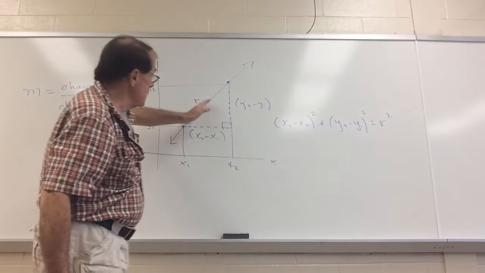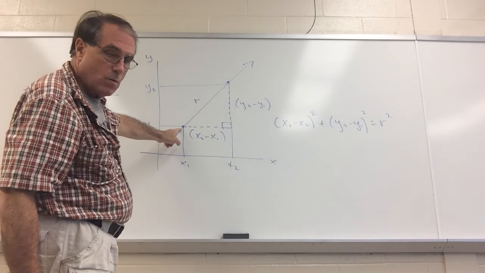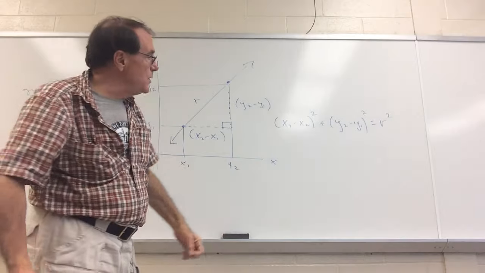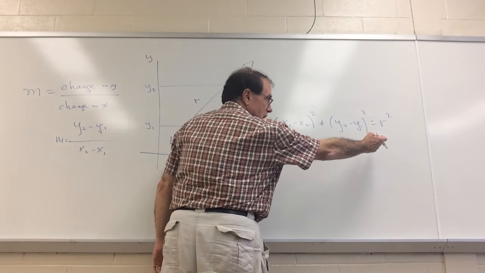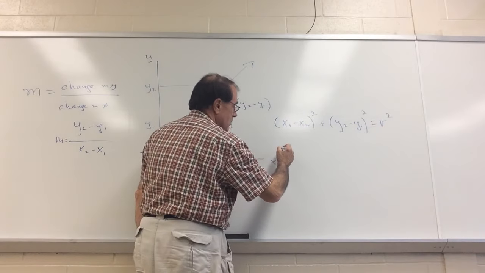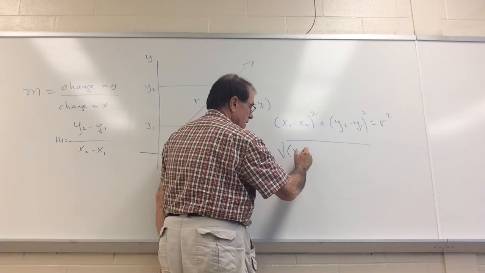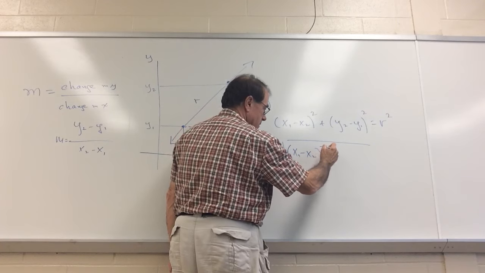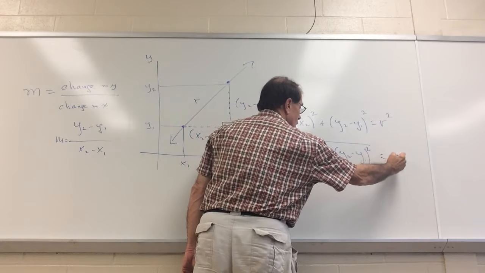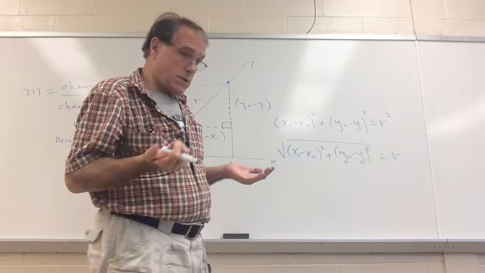Now, r is the distance from this point, x1, y1, to this point, x2, y2. If I want to know what r is, I can simply take the square root of both sides of this equation. So on the left-hand side, the square root of x1 minus x2 squared plus y2 minus y1 squared would equal r. That's the distance then between the 2 points.